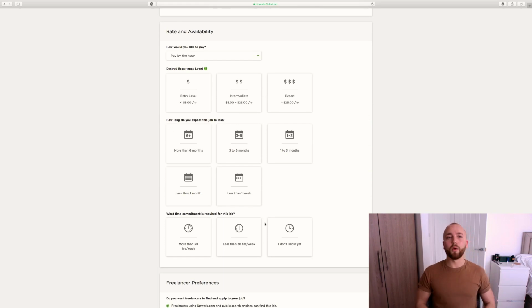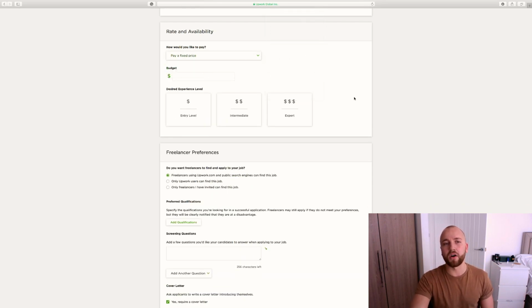Okay, so a really important part, which I'm sure lots of you guys have questions about, is the rate and availability. So how much you want to pay people and whether it's paid by the hour or paying a fixed price. Now, what I do personally is I pay a fixed price per month, per page, and then I know exactly what I'm paying for, and people can't mess me around with the hours that they're working, and it sticks to one set price.